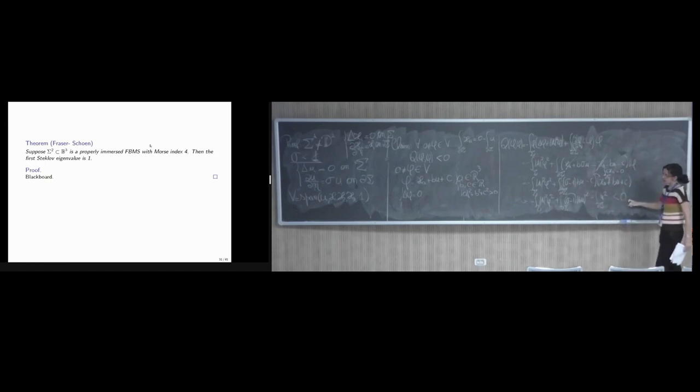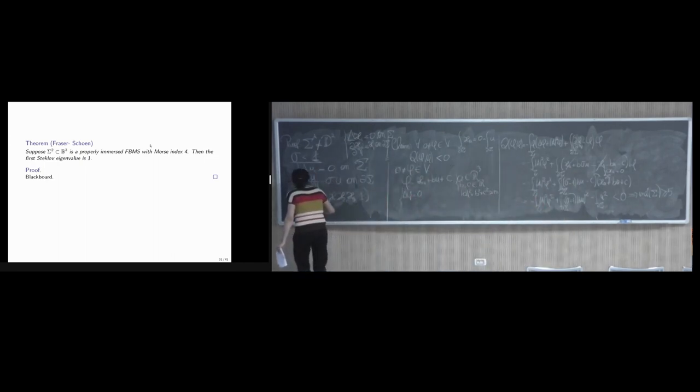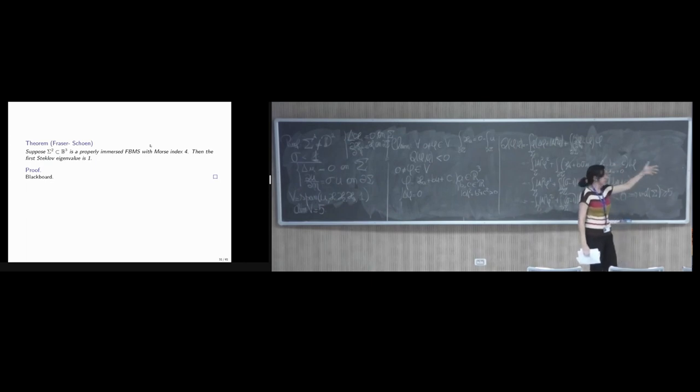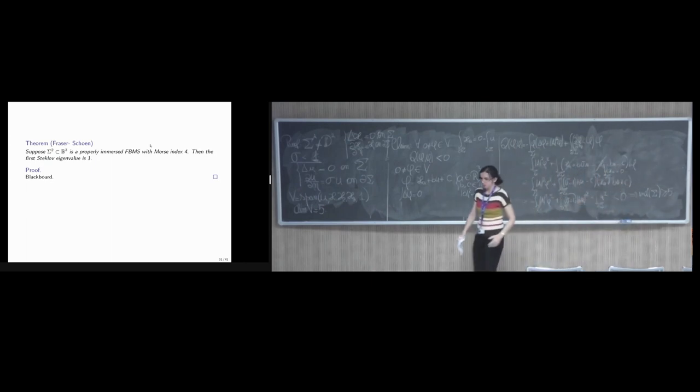What does that mean? That means that the index of sigma is bigger, that is 5. Why? Because this space, I don't put it here, but I tell you, this space has dimension 5, because this is not a disk, right? So this is a contradiction. Why is this a contradiction? Because you have, by hypothesis, that the surface has index 4. This finishes the proof, right? So, any question here?